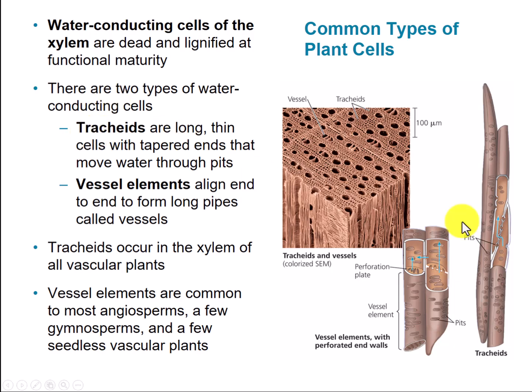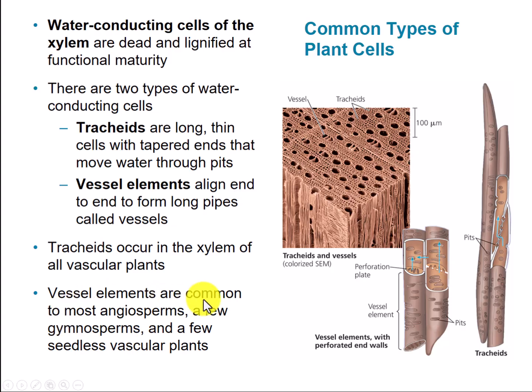The tracheids are the long, thin cells with tapered ends that move water through pits. So these little openings in the wall let water move from one tracheid to the next through these adjoining pits. And then your vessel elements, so here are our vessel elements, aligned end to end. Rather than having these tapered ends that slide into one another, these join end to end like long pipes called vessels.